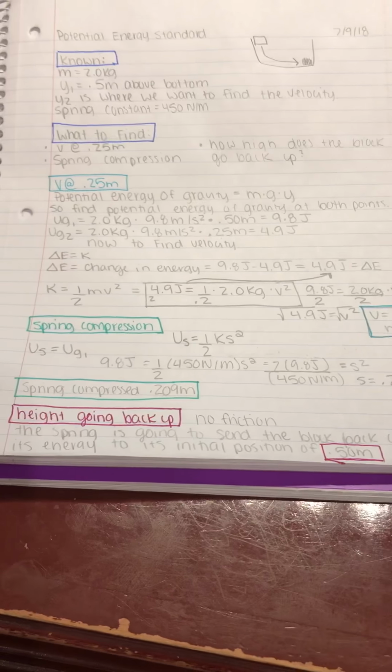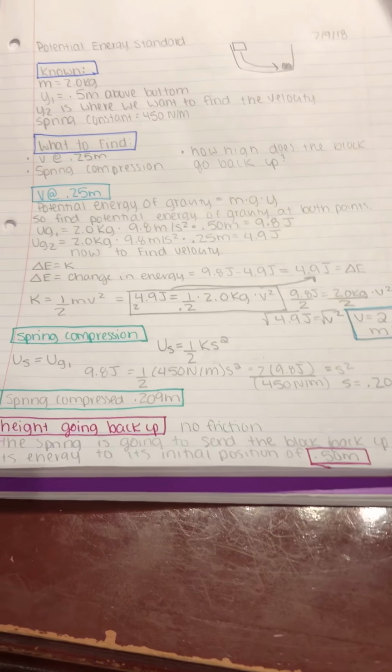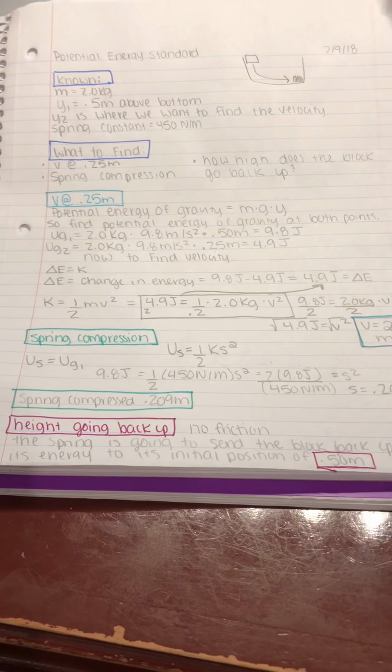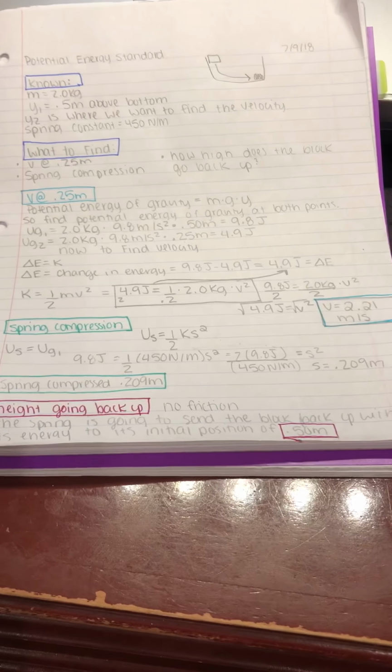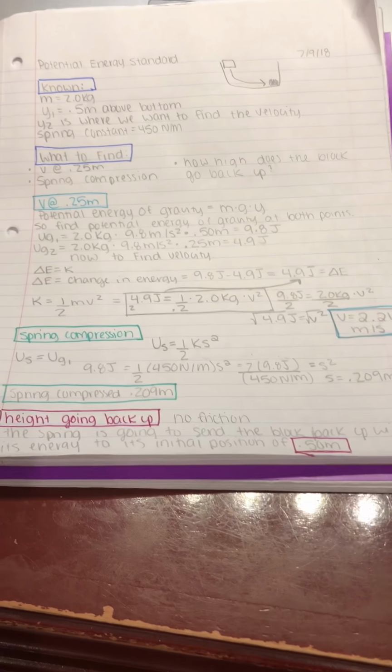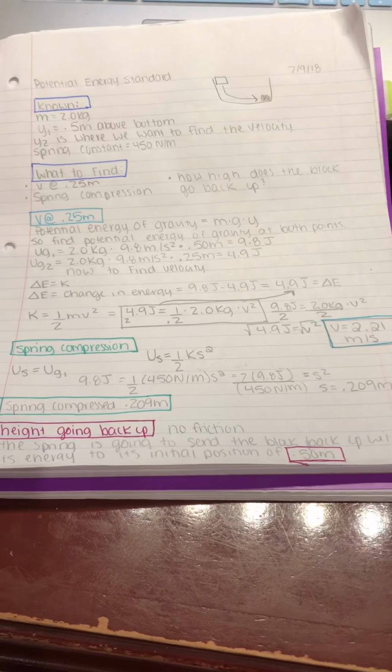And the last part of the problem is how high does the block go back up after it hits the spring, if the spring sends it back towards the left. So this is an easy question, and because there's no friction, we know that the spring is going to shoot the block right back to the initial height of 0.5 meters.